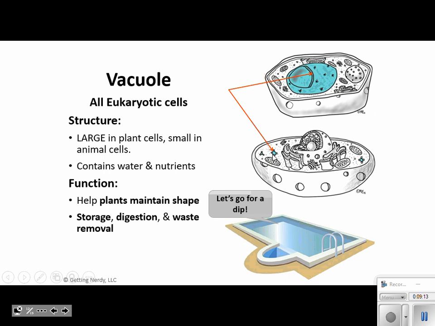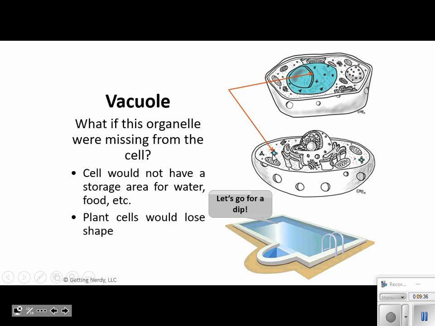Okay? The vacuole is a storage area. So it stores items, it helps in digestion, and it's also involved in the removal of waste. So what would happen if we didn't have a vacuole? Cells would not have a storage area for their food and water.